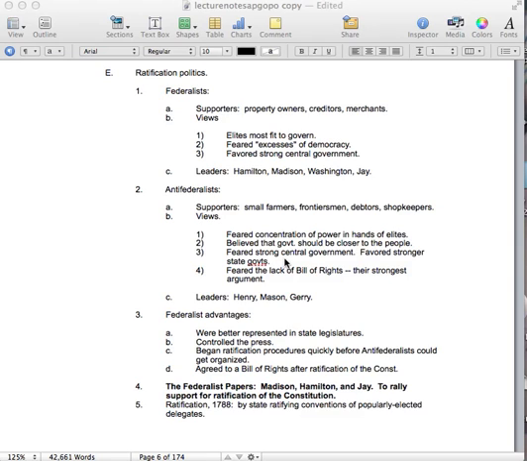Number 4 is they feared the lack of Bill of Rights. Their strongest argument: circle it, highlight it, understand it. Okay? Again, a strong central government would threaten their rights. Because how does the central government know what the state of California needs? Now think about it. That's what they don't know.